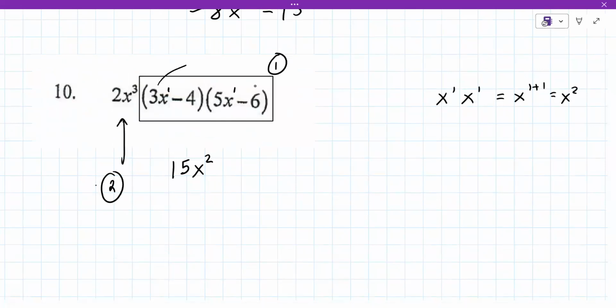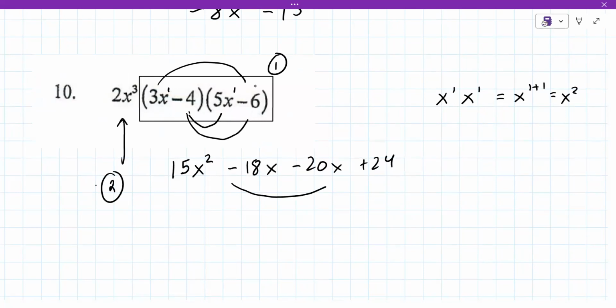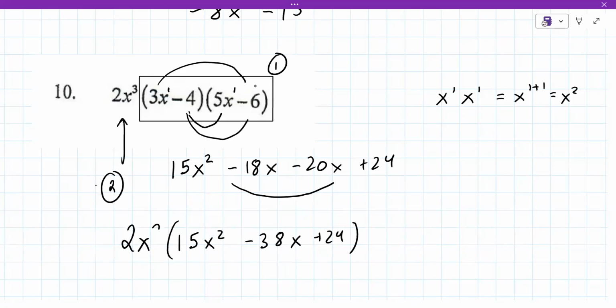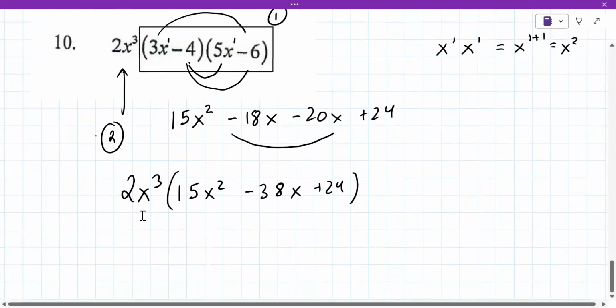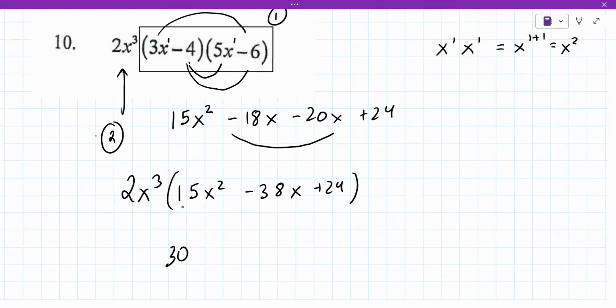Now the outer 3x times minus 6 is minus 18x, minus 4 times 5x is minus 20x, minus 4 times minus 6 is positive 24. And then you can combine these, right? This becomes 15x squared minus 38x plus 24. But then there's the 2x cubed on the outside, right? And you have to multiply everything in by that. So 2 times 15 is 30.